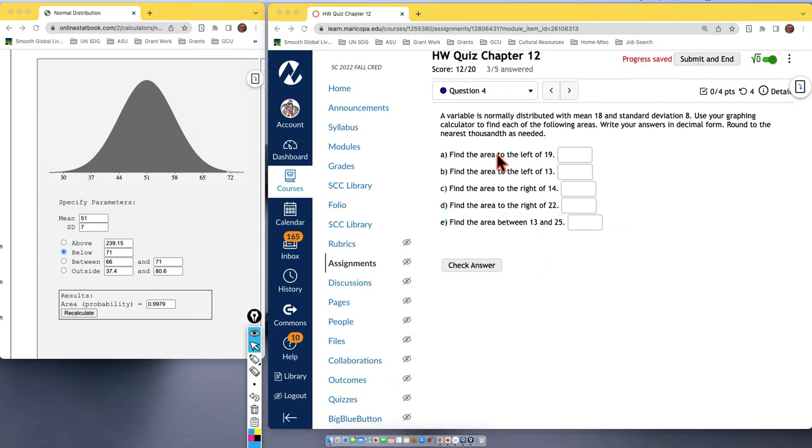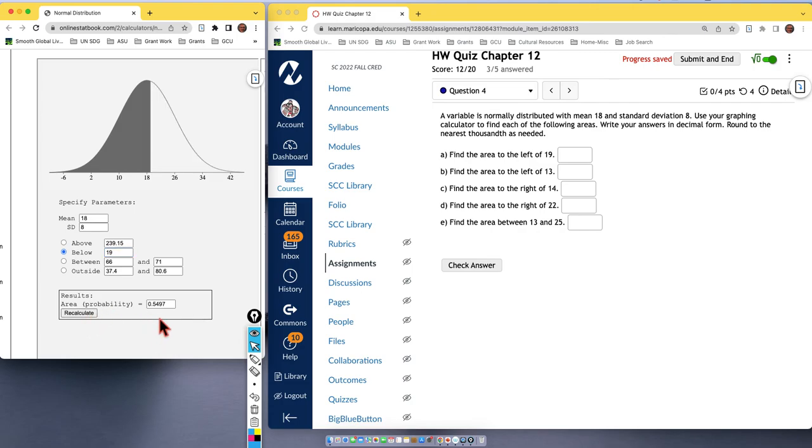So here we're back to finding the area. The variable is normally distributed with a mean of 18, standard deviation of 8. Again, we plug those things in. Our mean is 18. Standard deviation is 8. Use your graphing calculator to find these areas. So what is the area to the left of 19? Left, is that above or below? Below. Good. So I marked the below. We put in 19. We calculated.